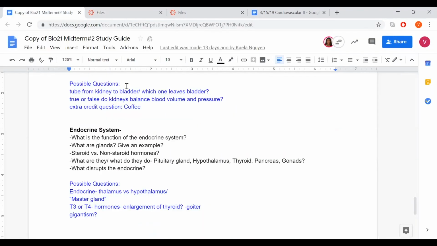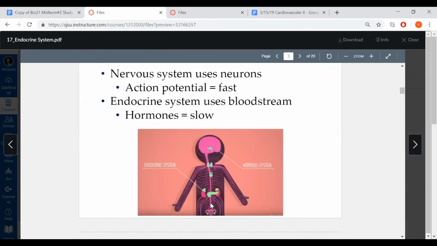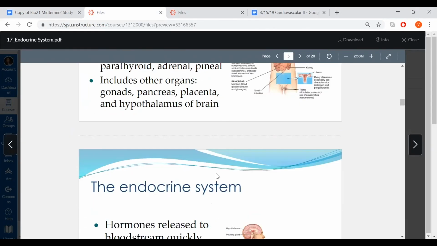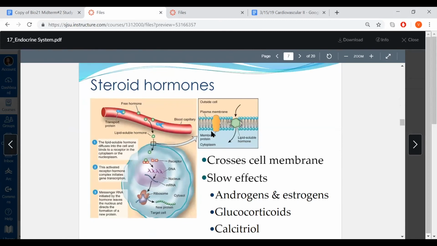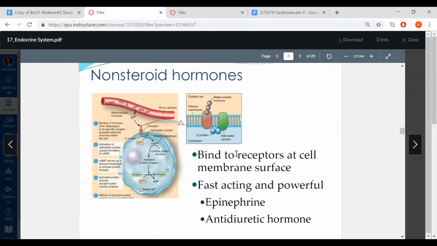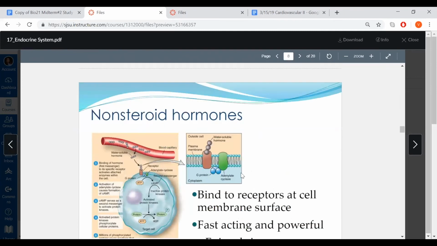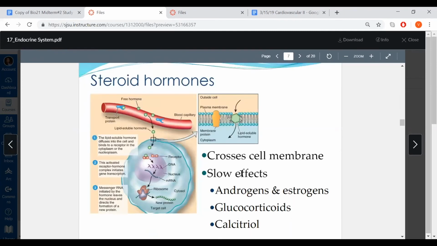So moving on. What is the difference between steroid versus non-steroid hormones? Okay. So these steroids are the ones that cross the membrane super slow, and the non-steroids are the ones that are really, really fast. I don't know how to explain more, but that's basically the main difference between those two.